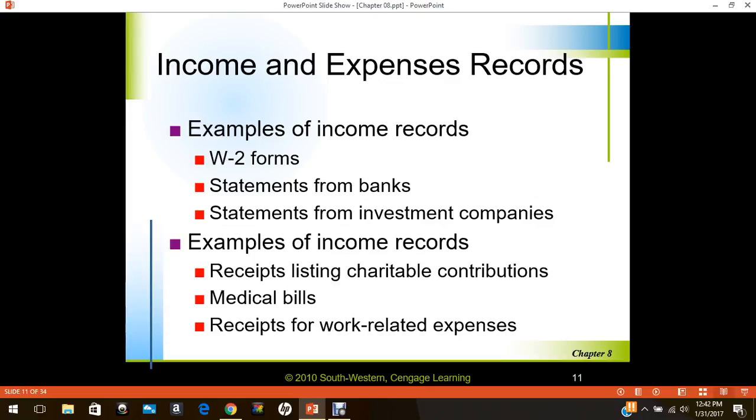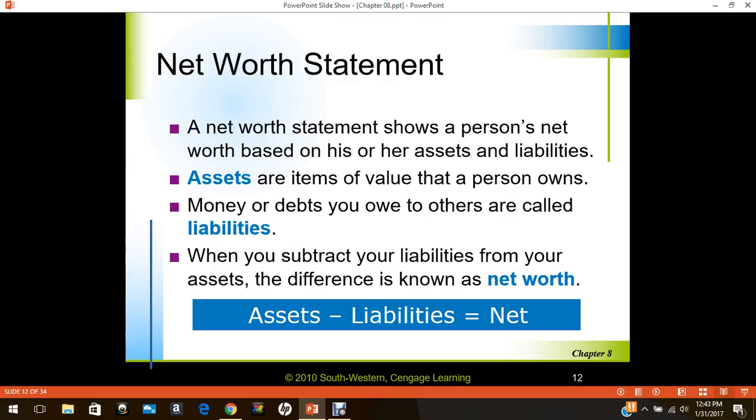Now, there are also other examples of income records. These will include receipts listing charitable contributions, also medical bills, and any type of receipts that you have for work-related expenses. Now, a lot of times when you prepare your budget or your tax return, these receipts and also statements will serve as documentation or proof of different types of income and expenses that you have. So it's important that you keep those documents in a location where you can find them. Now, the next thing that we're going to do is talk about a net worth statement.